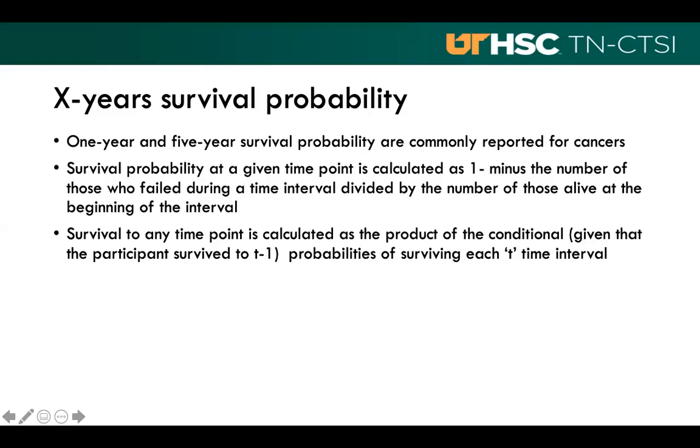The cumulative survival to any time point is calculated as the product of the conditional survival probabilities of surviving each time interval. So for example, here we define the survival probability at a given time point, and the cumulative survival to that given time point is the product of all the individual survivals in the given intervals up to the time point that we are interested in.